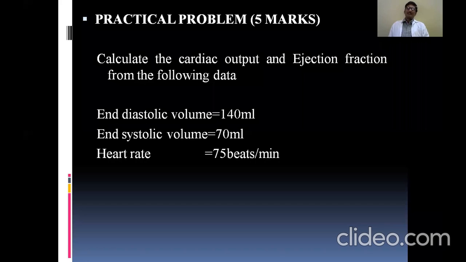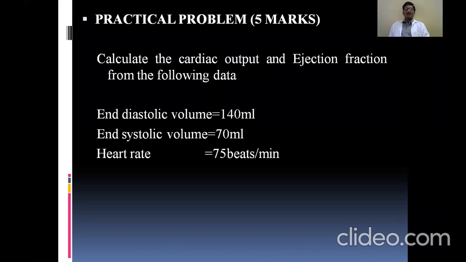The next comes the ejection fraction. What do you understand by ejection fraction? As you know, at the end of ventricular diastole, the volume is about 140 ml. Of the 140 ml, only 70 ml is ejected. The rest of 70 ml remains in the ventricles itself. That means of the total volume, only a portion or a fraction is ejected. That fraction we call the ejection fraction. How will you quantify? Of the 140 ml, 70 ml is ejected.